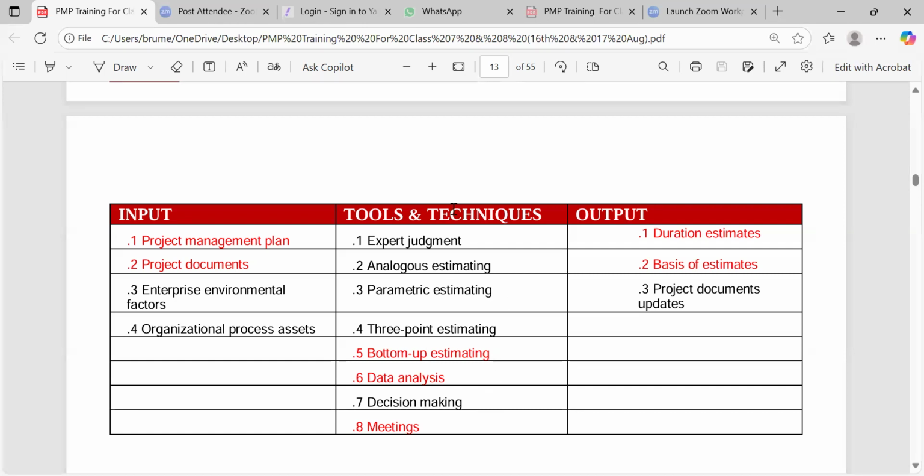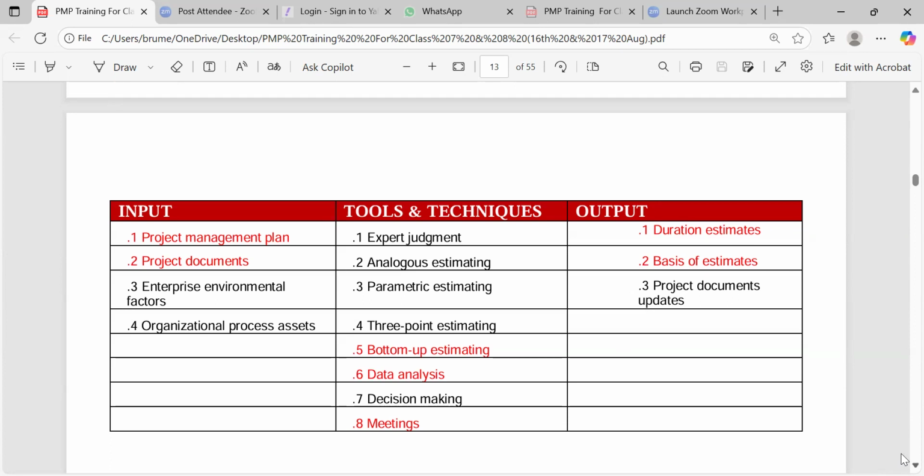So we now have this. Let's take a look at the tools and the techniques. What are the outputs we are looking for? We are looking for the duration estimates. We are looking for the basis of estimates. We are looking for the project document updates, which means when we create this estimate, something will happen to the project document. It will be updated. So now let's move on to the tools and techniques and start understanding them.